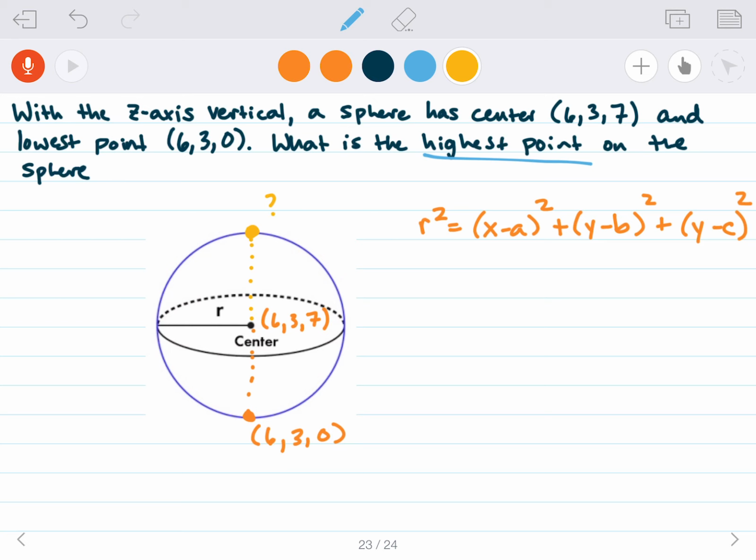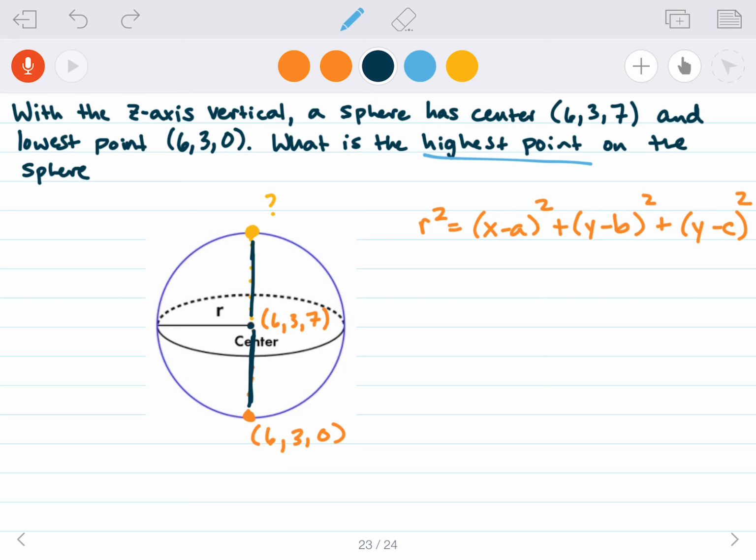Well, this is not too much of a problem. All we have to do is count. We're trying to figure out what the radius of the sphere is, because this distance right here is going to be the same as this distance up here, and we can easily figure out what our highest point is from that. So if you notice, we're just going down from the center to get to the lowest point, so we're only changing in z. And so we're going from z equals 7 to z equals 0. Well, what does that tell us about the radius?